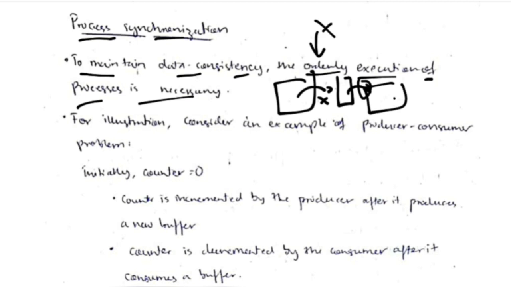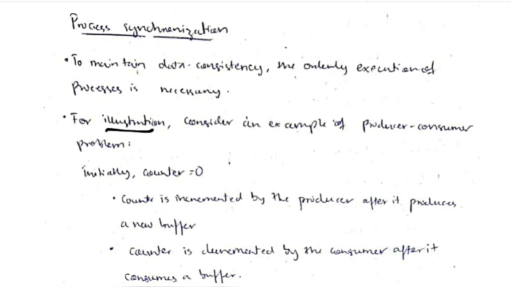And the opposite is also true, where the consumer is trying to consume data which is not yet available in the buffer. Okay, so in that case the time will be wasted in checking if the data is available or not. So there should be synchronization between the producer and the consumer, so that effective utilization of the resources will take place. To illustrate this, consider the producer-consumer problem.